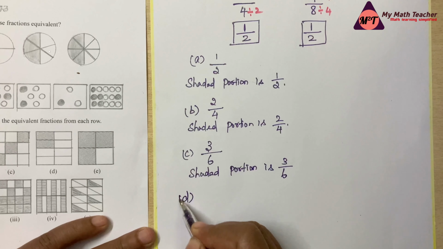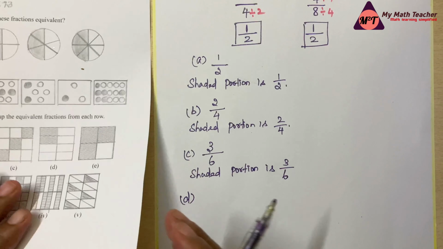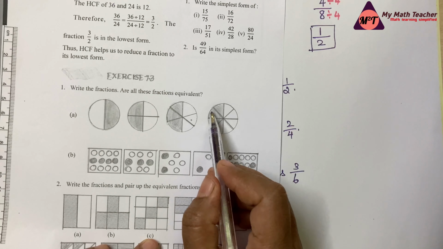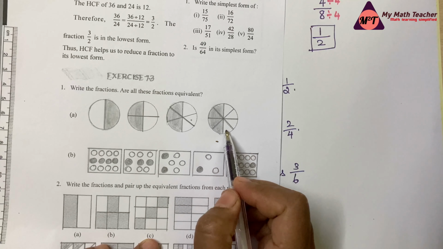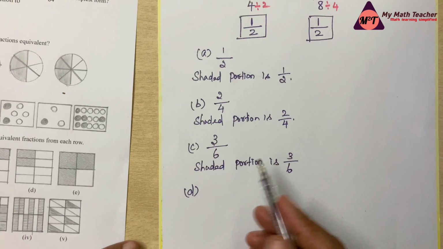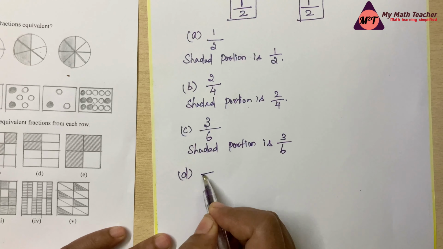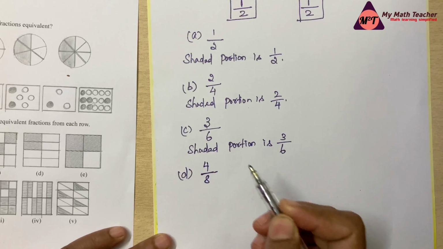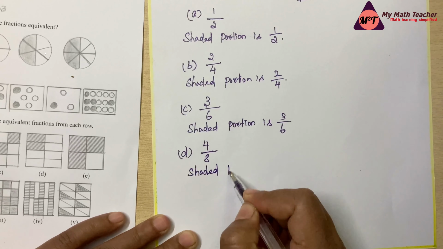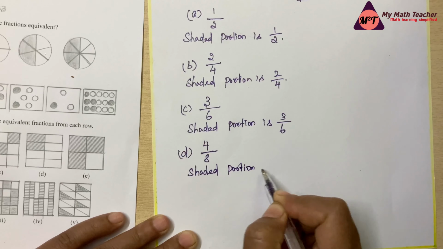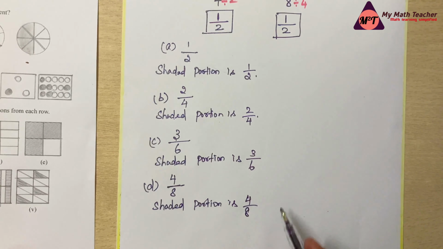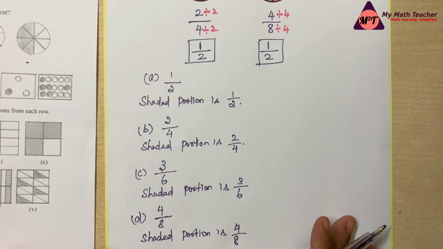The last one, that is D. Here we can see the same whole: 1, 2, 3, 4, 5, 6, 7, 8. 8 equal parts. 1, 2, 3, 4, shaded portion. Again 8 equal parts, 4 shaded. Now the shaded portion is 4 by 8.